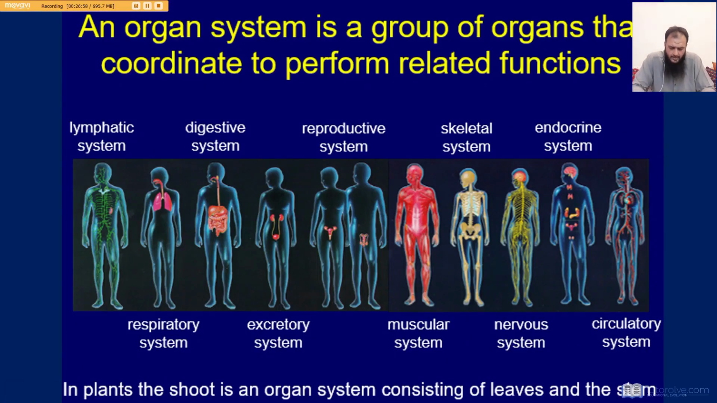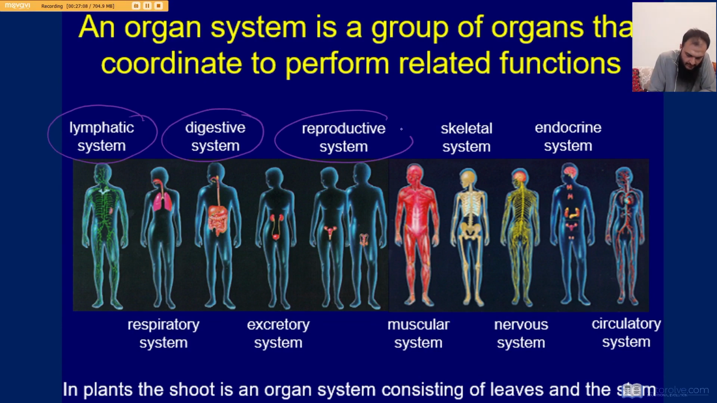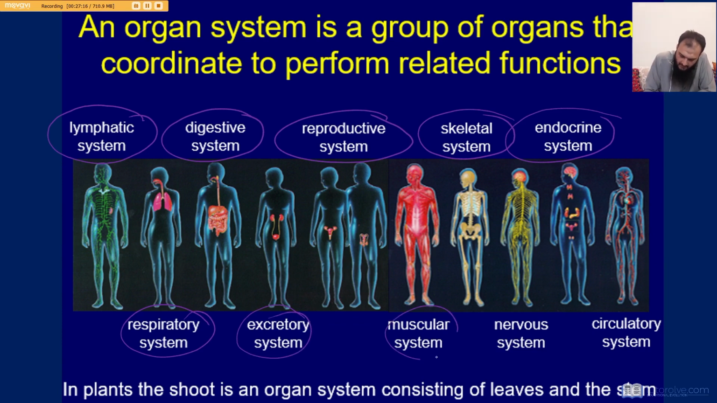And then, you have different organs. Now, this is a very good diagram in which you can see different systems. So you can see the lymphatic system, the digestive system, the reproductive system, the skeletal system, and the endocrine system. And then the list goes on: the respiratory system, excretory system, muscular, nervous, and circulatory system. Now, what does that mean? What that means is that different organs work in coordination to perform a particular function. Okay, so let's read the definition. An organ system is a group of organs that coordinate to perform related functions.